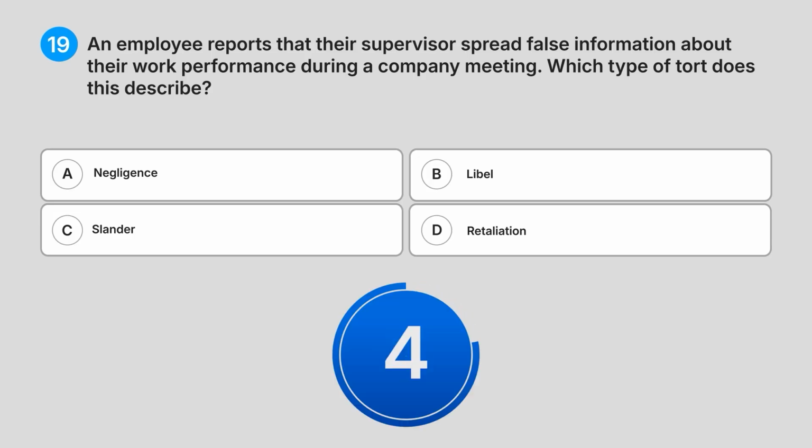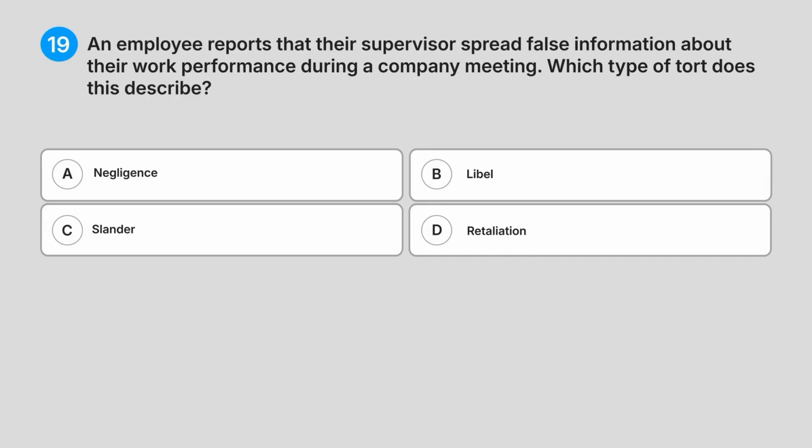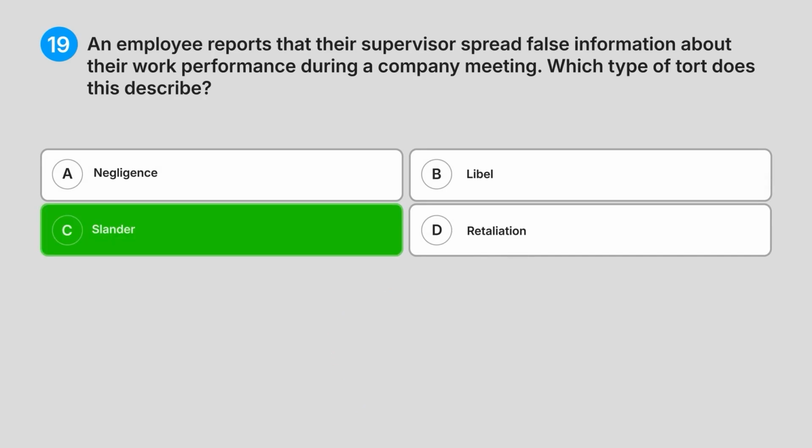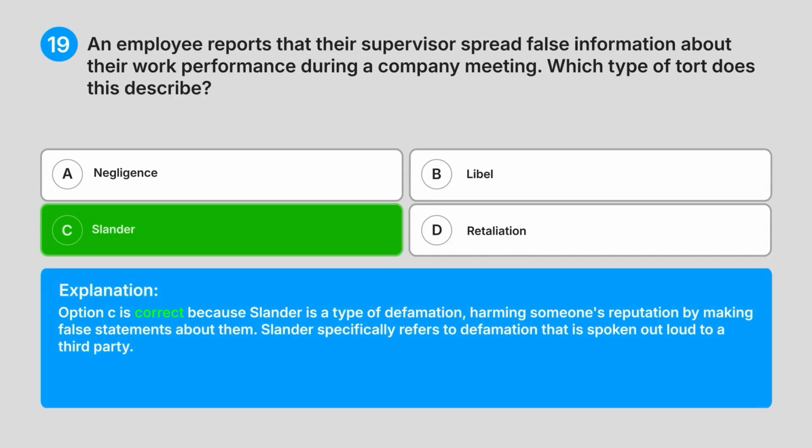Can you guess the answer? Correct answer, C. Slander. Explanation. Option C is correct because slander is a type of defamation, harming someone's reputation by making false statements about them. Slander specifically refers to defamation that is spoken out loud to a third party.